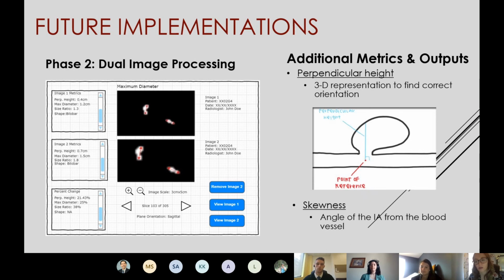Our last metric that we recommend looking into would be the skewness, which is the angle of the aneurysm from the vessel. This could also be measured using a 3D representation in MATLAB, finding that same correct orientation and finding the angle from the blood vessel that the aneurysm is.